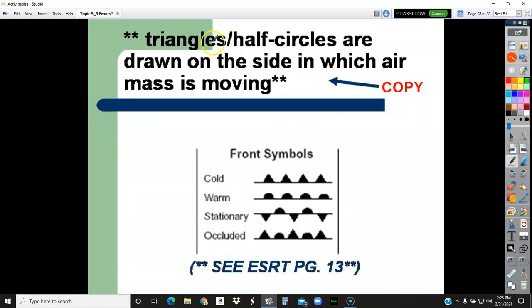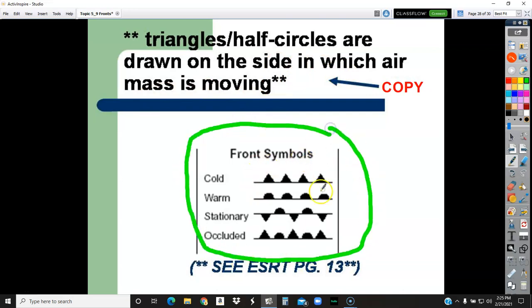And again, we went over this. The triangles and the half circles, whether it's a cold front or warm front, are always drawn on the side in which the air mass is moving. These symbols, again, are in your ESRT, so you never have to memorize the symbols. Triangles are cold, half circles warm. Stationary, remember I said it's because the cold air is pushing south and the warm air is pushing north. So they alternate, but on opposite sides. And then there's the occluded, because the air masses are both moving in the same direction. So it looks like stationary, except the symbols are on the same side.